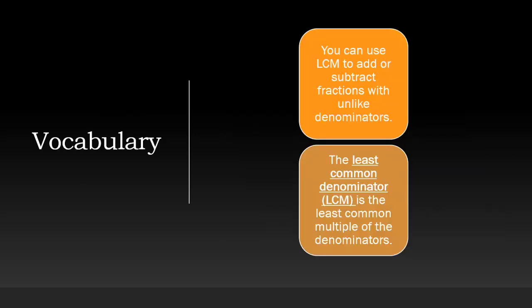You can use least common multiple to add or subtract fractions with unlike denominators. You would just find the least common denominator. It's the same as the least common multiple of the denominators. Okay, so let's look at adding and subtracting fractions with unlike denominators using the least common denominator.